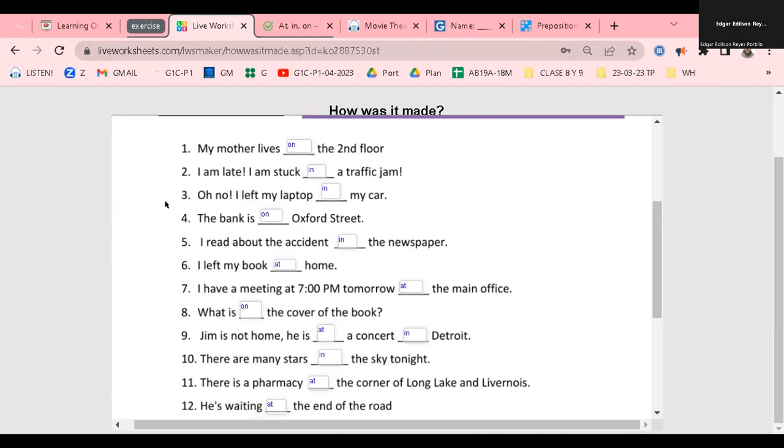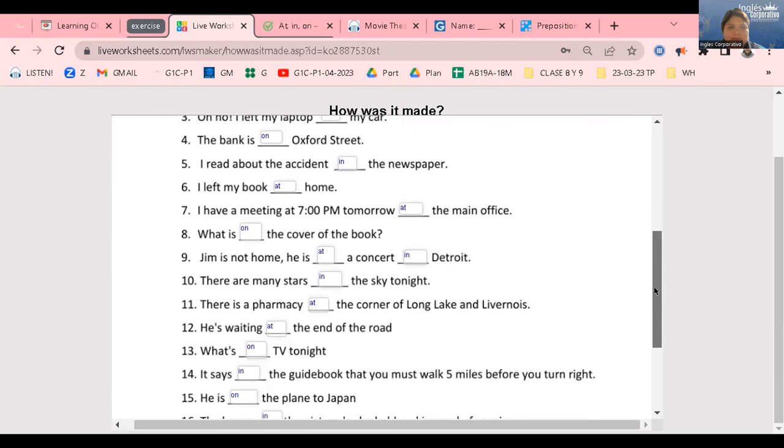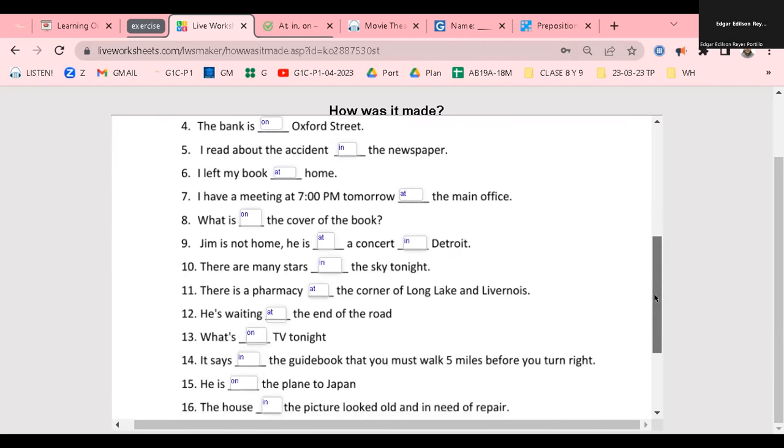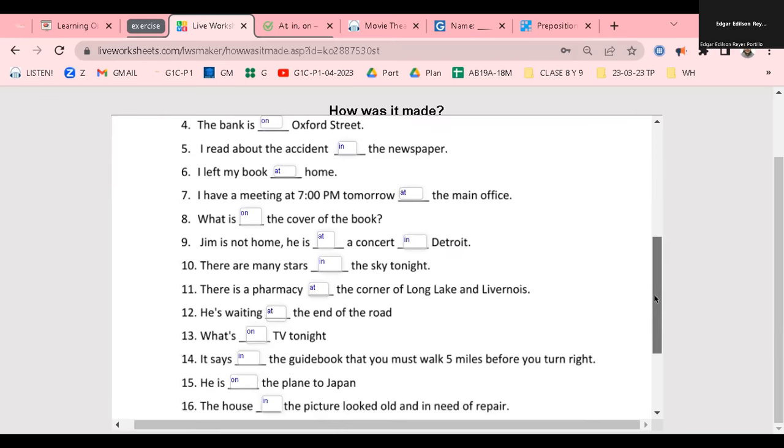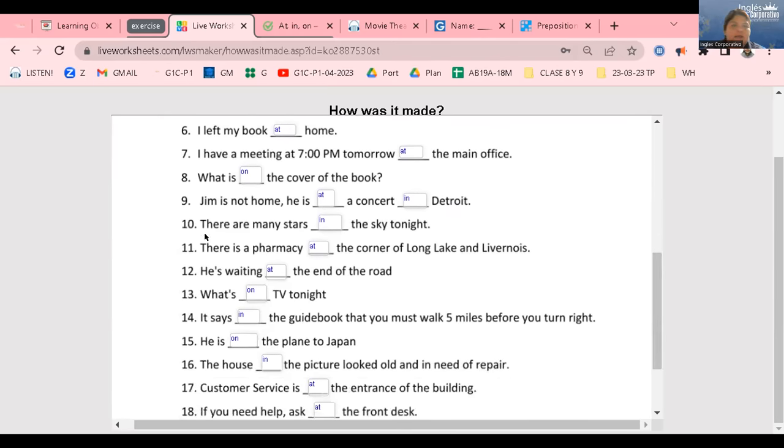Number three. Oh, no. I left my laptop in my car. Okay. Four. The bank is on Oxford Street. Okay. And number five. I read about the accident in a newspaper. Okay. Daniel, continue with 6 to 10.